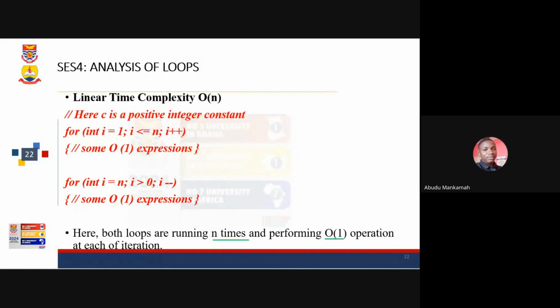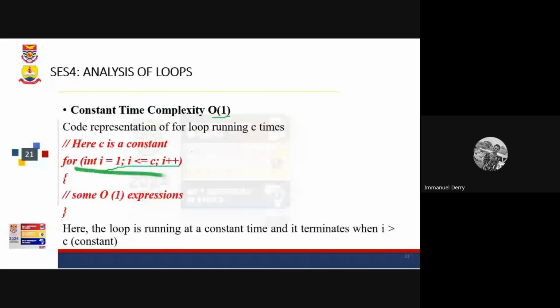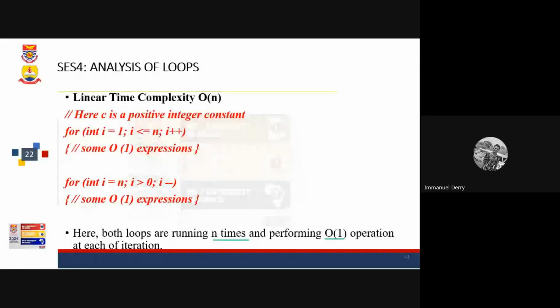Yeah, so that is why the earlier one is a constant time operation, because we know how many times the code is going to run. However, in this one over here, we don't know how many times this particular for loop is going to run. Neither do we know how many times this one is going to run.